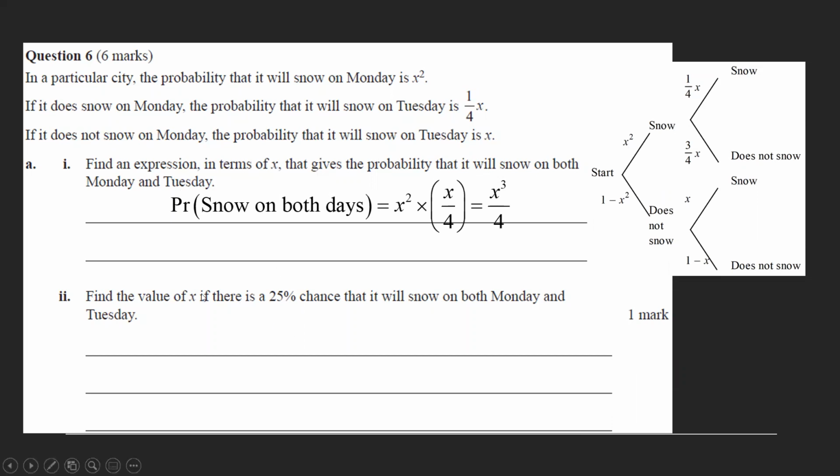Easy. Find the value of x if there is a 25% chance that it will snow on both Monday and Tuesday. In my own opinion, I advise against writing the probabilities as percentages, but the percentage is given in the question. You have to use the correct fraction form, which is 1 over 4 or 0.25. Basically, you just equate what you get from part 1 with 1 over 4, 25%. And the only answer is x equals 1. So very straightforward question.